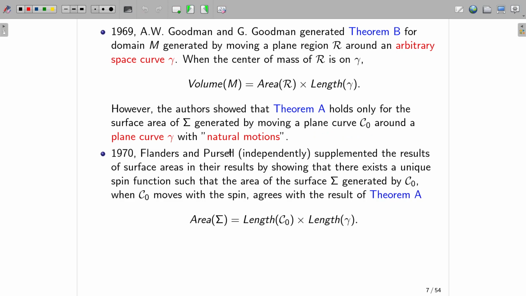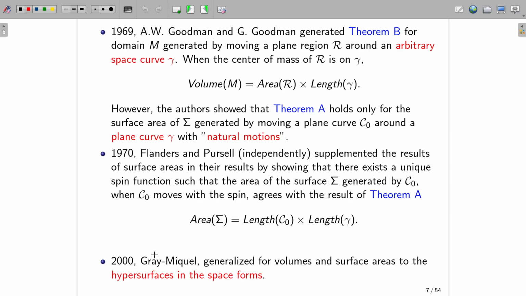After that, two mathematicians, Flanders and Purcell, independently supplemented the result on surface areas by showing that there exists a unique spin function such that the area of the surface generated by C0 satisfies the result, as in the volume part. So the area is equal to the length times the length of gamma, like the previous results.